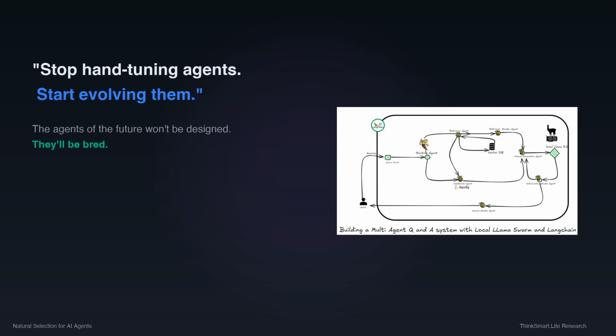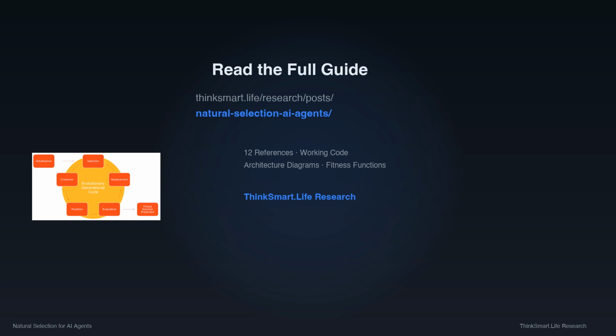The conclusion is simple. Natural selection isn't just a metaphor for AI agent development. It's a practical engineering strategy. The mapping is direct, the research validates it, and the architecture is implementable this weekend. Stop hand-tuning agents. Start evolving them. The agents of the future won't be designed.